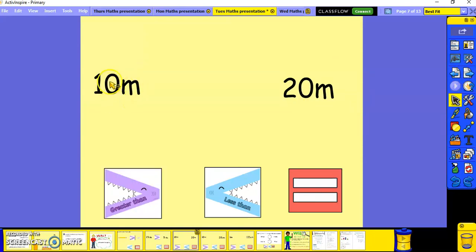Okay, next one. Oh, this time, look carefully. We haven't got centimetres. We've got metres. So 10 metres and 20 metres. Have a think about which symbol you need. So pause the video.